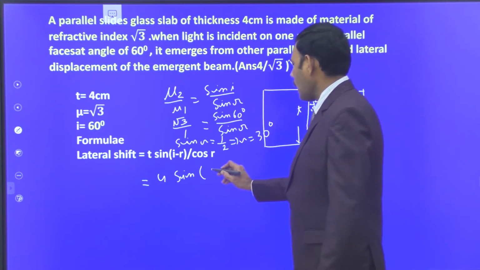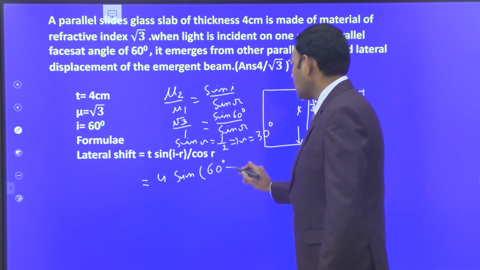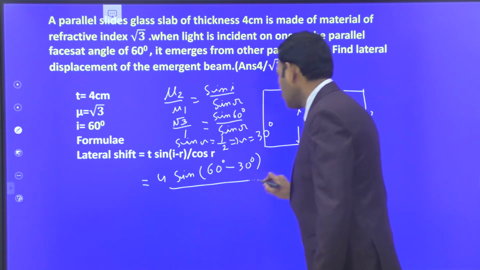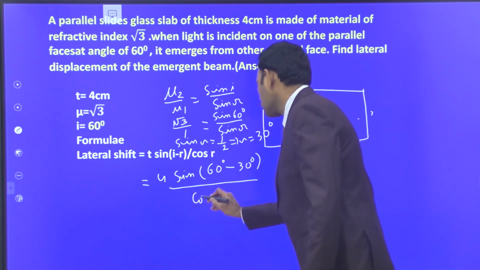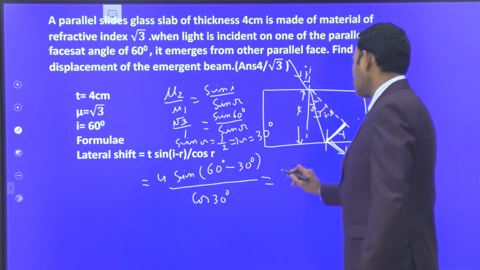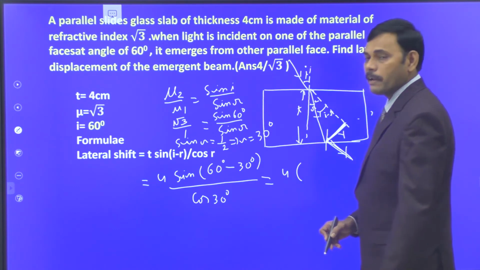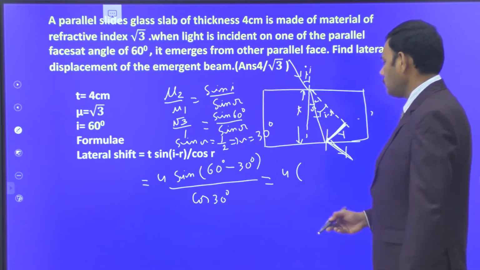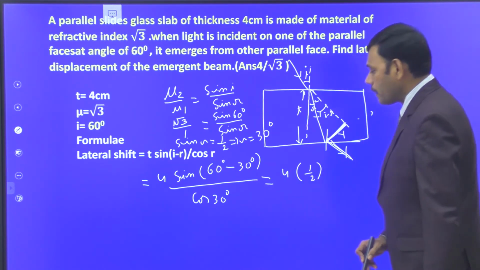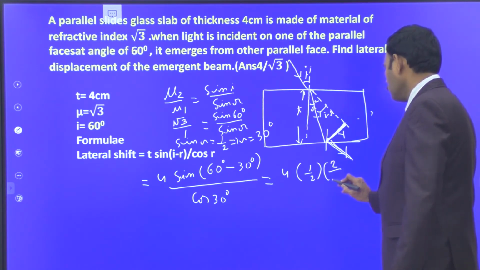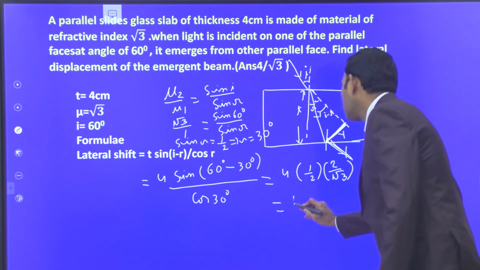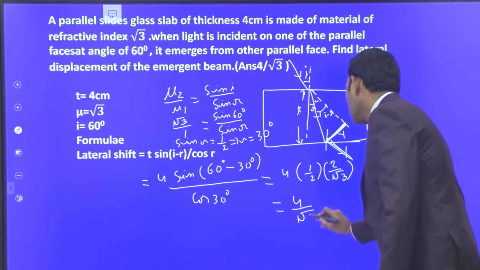Therefore, for the given i value of 60 degrees, we get the r value from Snell's law, that is 30 degrees. The lateral shift is 4 into sin of (60 minus 30), that is sin 30, divided by cos r, which means cos 30. Sin 30 is 1 by 2. In the denominator, cos 30 is root 3 by 2. Multiply with the reciprocal, so 2 by root 3. The 2 gets cancelled. Therefore, the lateral shift becomes 4 divided by root 3 centimeters.